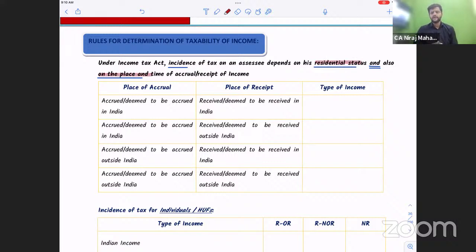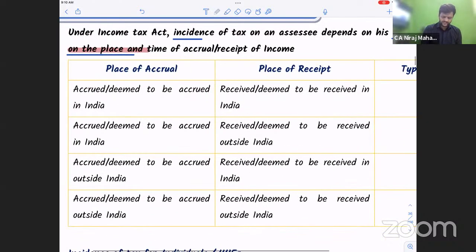Clearly, your residency status. For an individual, which three cases have we seen? NR, ROR, RNOR. Three types of residential status. And second, obviously, we're checking the place and time of accrual of income. It can be in India or outside India. Check now. Place of accrual and place of receipt, what will be the difference? Accrual means what do you think?